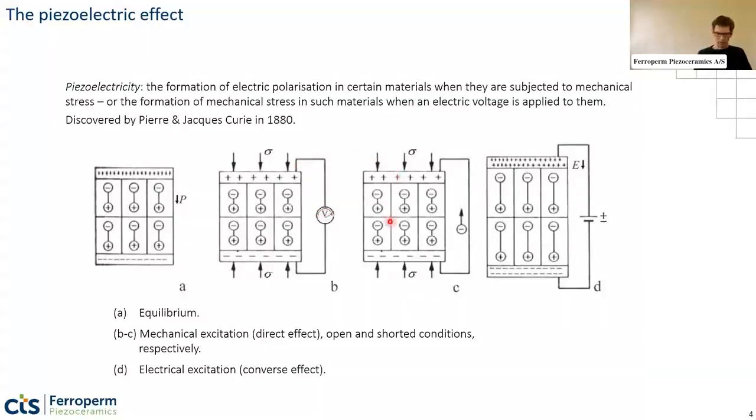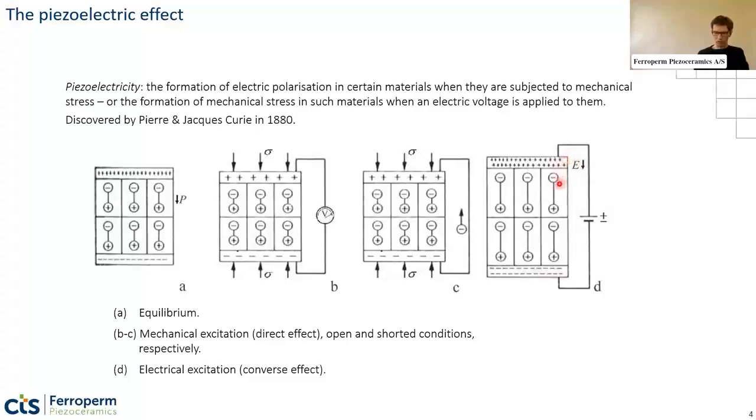In the other case here, in figure C, instead of a voltmeter, you put a wire, so the two terminals, the two electrodes are shorted. So in this case, when you apply the stress, actually electrons will flow through the wire. And finally, in figure D, we see the opposite, or the converse effect, which is when you apply an electric voltage, like from this voltage source.